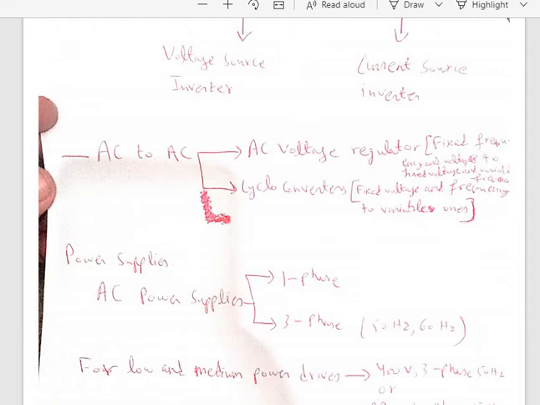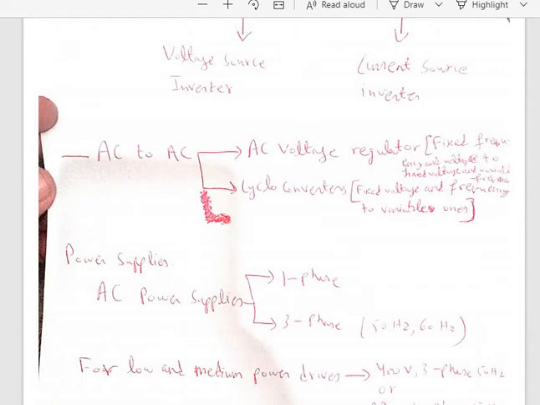But if something is specifically rated for 50 hertz, then you have to run it on 50 hertz. And if something is specifically rated for 60 hertz, then you have to run it with 60 hertz. But if something has in its specification that it can be run with both 50 hertz and 60 hertz, then you are safe to use either 50 hertz or 60 hertz.